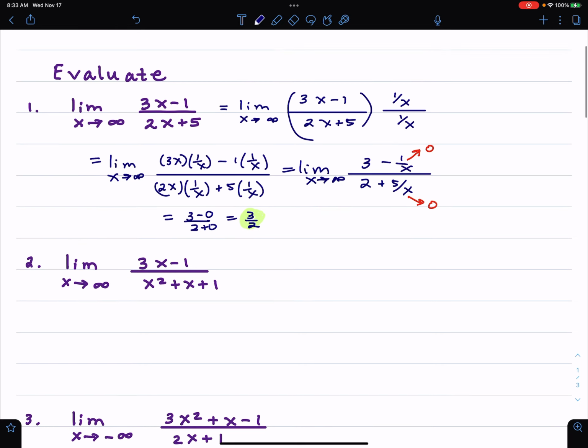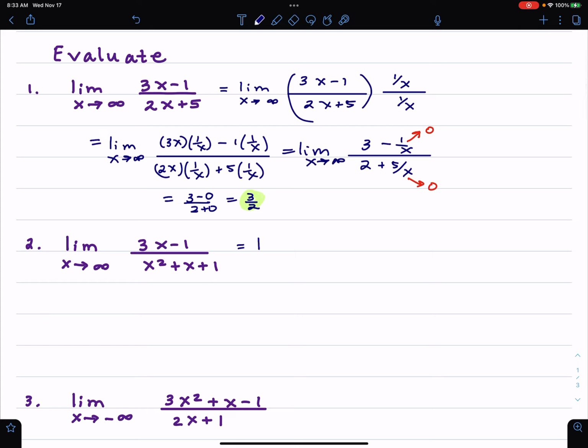But here I'm trying to explain the reasoning behind that, how we got to that point where you can just look at the coefficients of the highest degree term. So for this next one, we look at the denominator and we see that the highest degree term is x squared, and so I multiply by 1 over x squared on the numerator and the denominator.